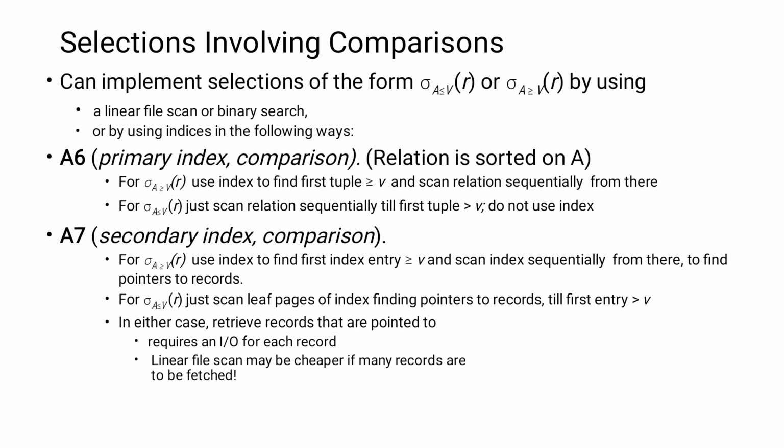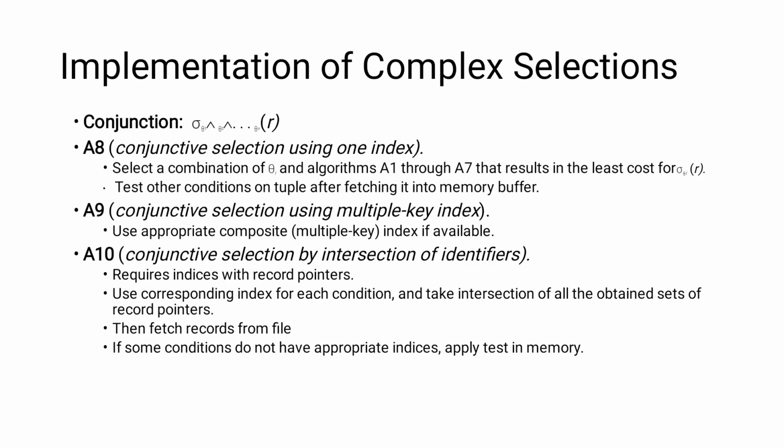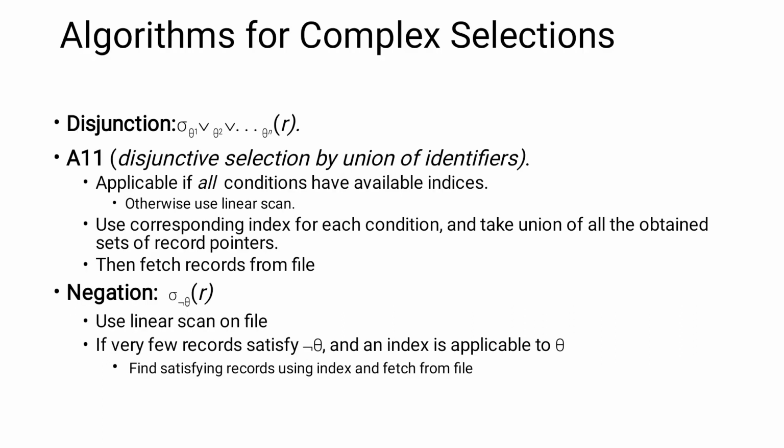And the complex selections are: here we use conjunction, disjunction, and negation. A8 is the conjunctive selection using one index, and A9 is the conjunctive selection using multiple-key index or composite index. A10 is the conjunctive selection by intersection of identifiers. And A11 is the disjunctive selection by union of identifiers.